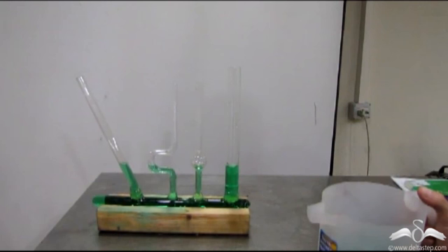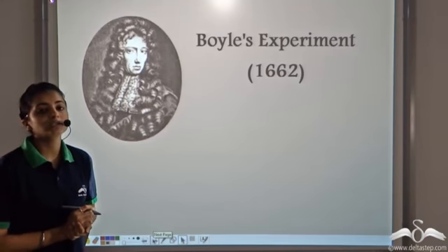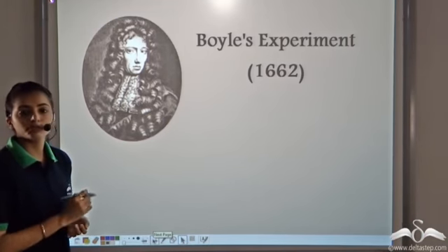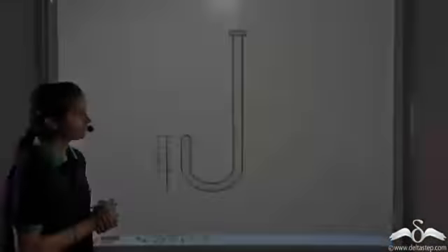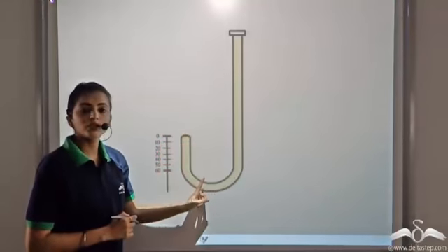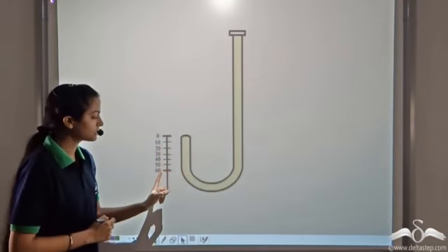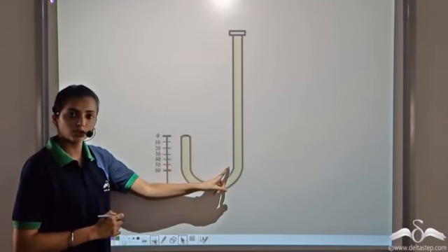This concept was used by a scientist named Robert Boyle. He performed an experiment which was known as Boyle's experiment. He performed the experiment in 1662. Let's see what he performed. He took a J-shaped tube. A gas is enclosed in this tube. And this is the scale that he used to measure the volume of the gas enclosed.